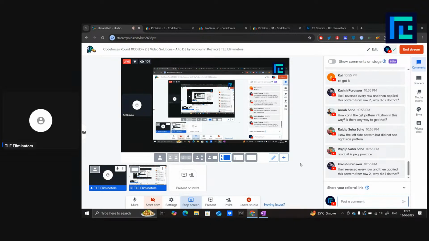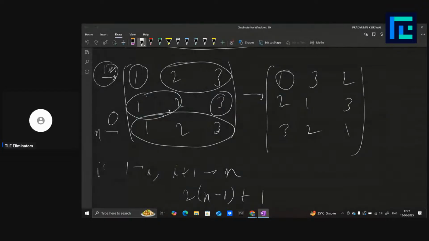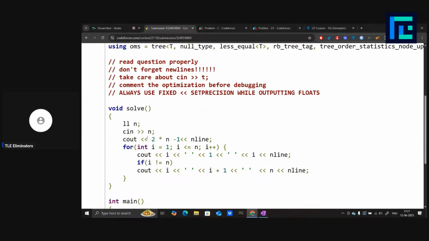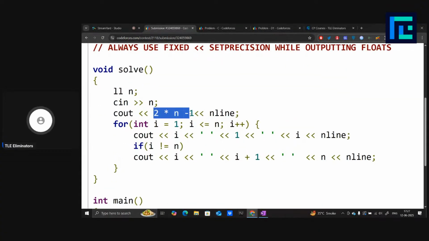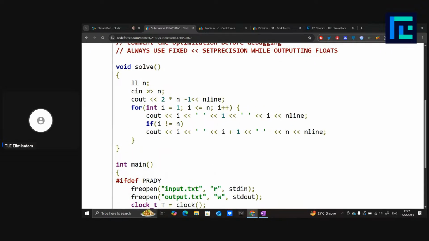All right. So anyways, I'll show the code now. Basically, for the ith row, we have 1 to I and I plus 1 to n, right? So int n, cin n, cout 2n minus 1, the number of operations. And for int I equal to 1, I less than or equal to n, I plus plus, cout I, meaning the ith row. In the output format, we have to print the row, the left and the right, like from where to where we want to reverse, and in which row.